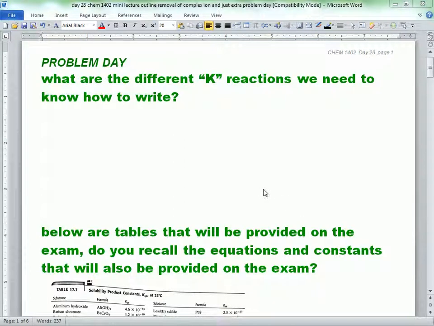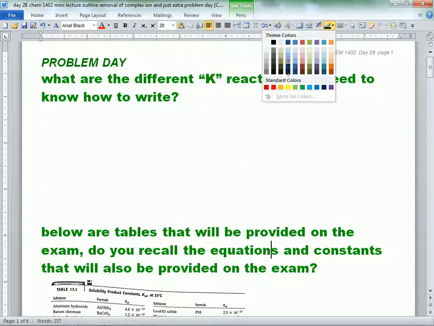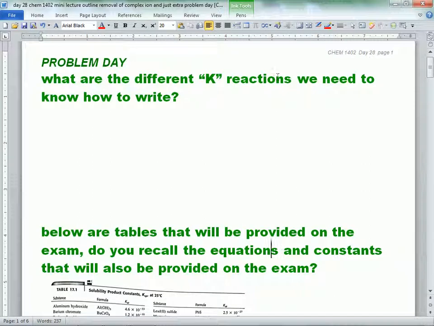So I made a few changes already, but let's see if we can work this out. We have to know how to write these K reactions, right? What was one of these K reactions, Victor, that I'm talking about? K what? Yeah, with a little subscript. Ka. And that's another one, Kb. We've got one more, Jasmine?